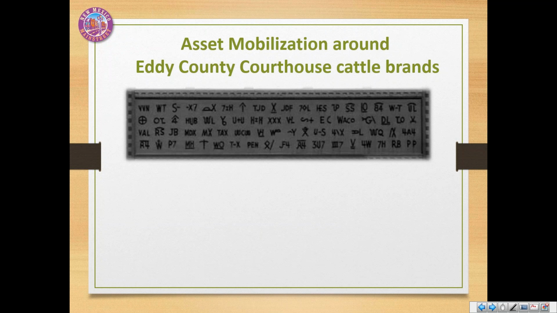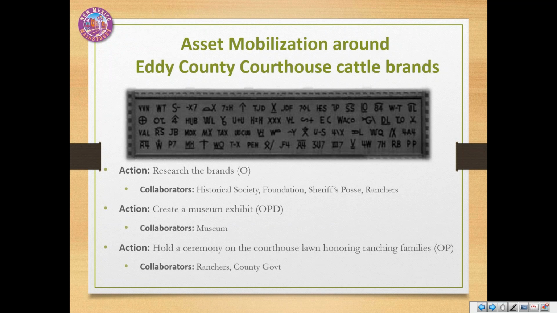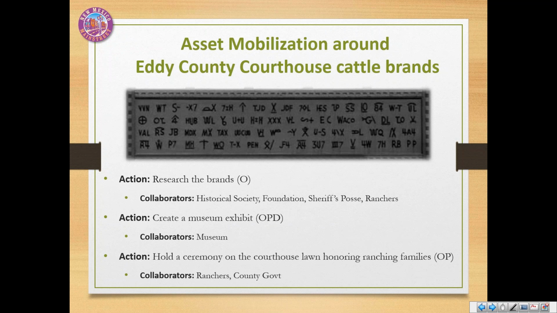So now we're moving into the asset mobilization phase of this project. We've identified our assets that we want to utilize, and now we're looking at how we're going to actually mobilize them and put this strategy into motion. So action one would be researching the brands. And you can see next to all these actions, I have O for organization, P for promotion, D for design, and you'll see E for economic vitality.